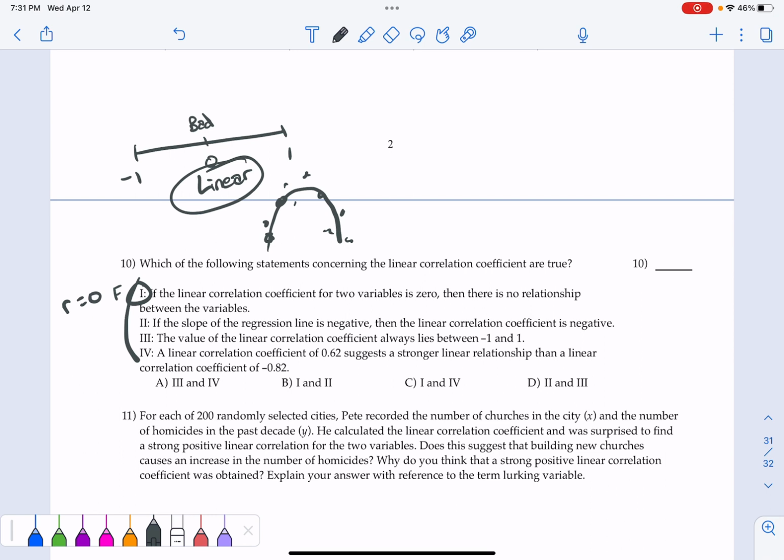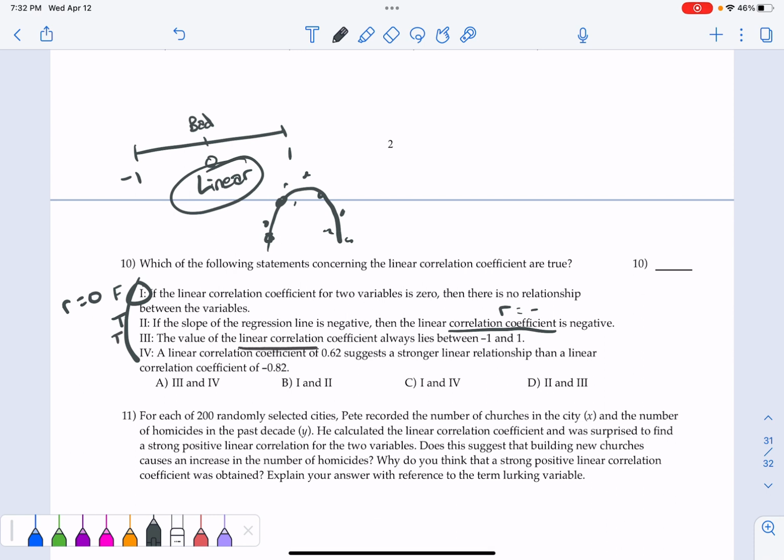Number 2, if the slope of the regression line is negative, then the correlation coefficient, which is r, is negative. So if the slope is going downhill, then r is negative. I believe that is true. So number 2 is true. Number 3, the value of the linear correlation coefficient always lies between -1 and 1. That's the r value, it has to lie between -1 and 1.